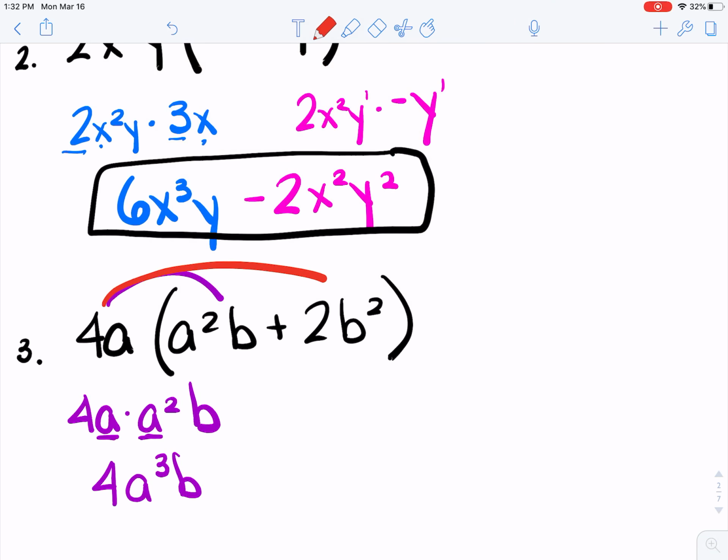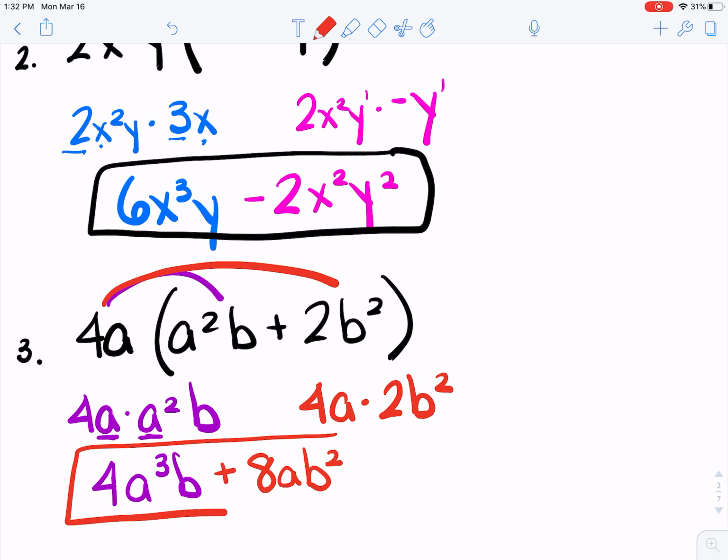Next, I'm going to multiply 4a times positive 2b squared. Because they're both positive, I am going to have a plus sign here. I'm going to multiply my two coefficients, which would give me 8. 4 times 2 is 8. Next, I have an a and a b squared. No adding of exponents here because I did not have the same base. And that would be my final answer.